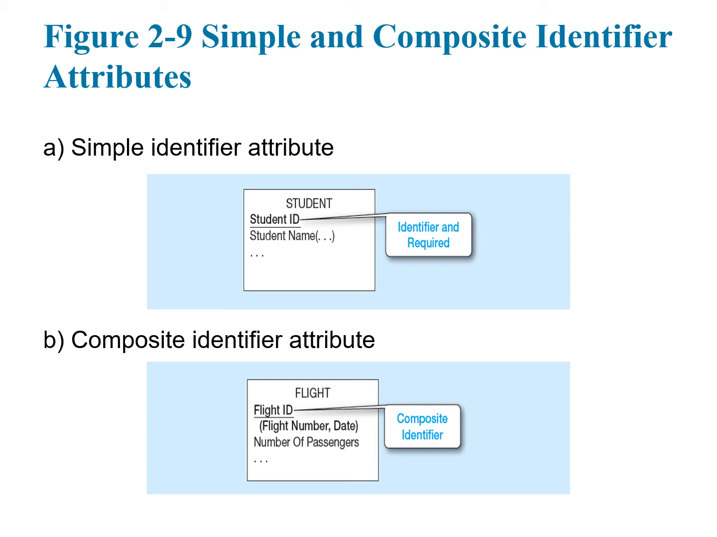In the entity relationship diagram, an identifier will be underlined. Note also that required attributes are typically boldface, so all identifiers will be boldface as well. If an identifier is composite, then all its component parts are required.